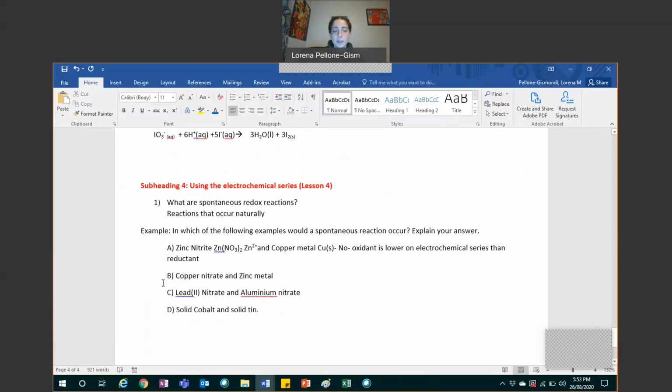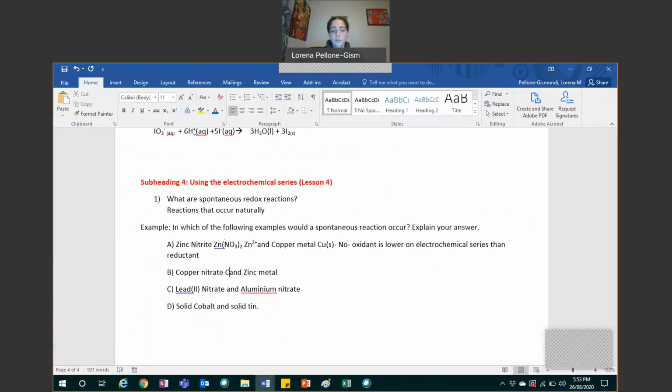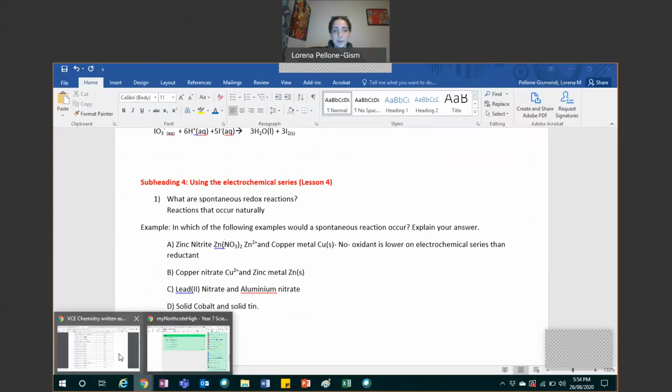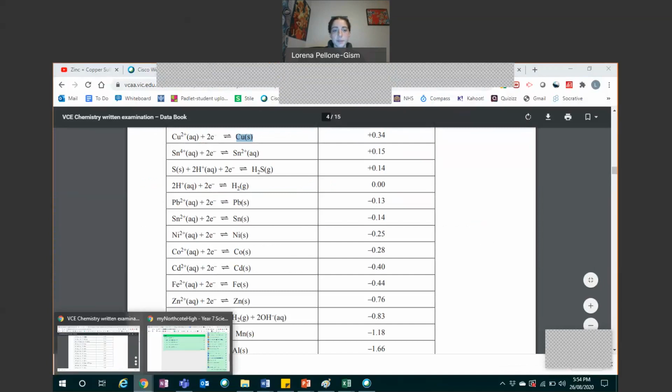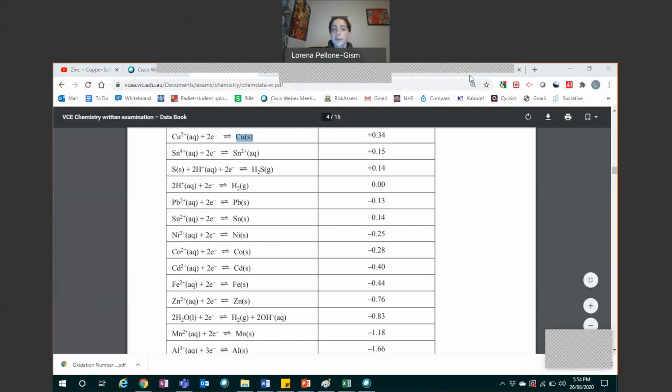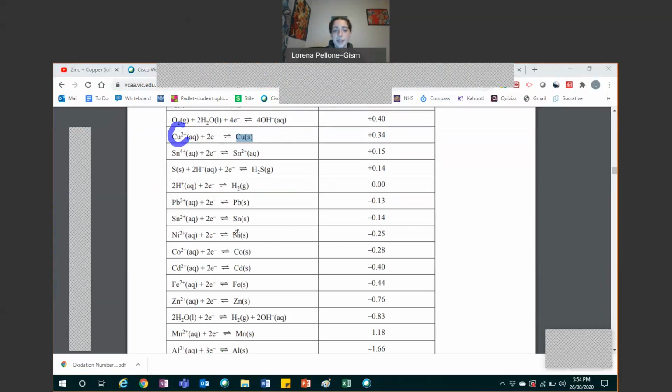All right, copper nitrate, again, it will be copper 2+ because it's in a solution, and zinc metal. So let's have a look at that one. Not zinc A, zinc solid. Okay, now we'll go back to this one. So let's find the two. Copper 2+, excellent. Zinc solid, excellent. We've got a negative gradient, so we have a spontaneous reaction. The zinc will be oxidized and the copper will be reduced.